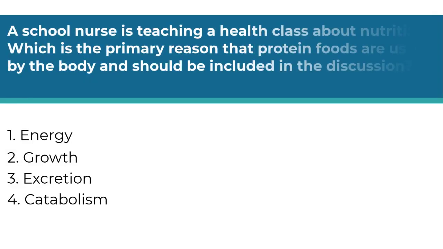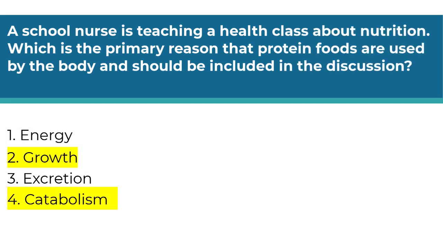In this example, options 2 and 4 are obscure opposites. Protein intake is related to the construction phase of metabolism, contributing to the repair and growth of the body, which is anabolism. Anabolism is the opposite of catabolism.